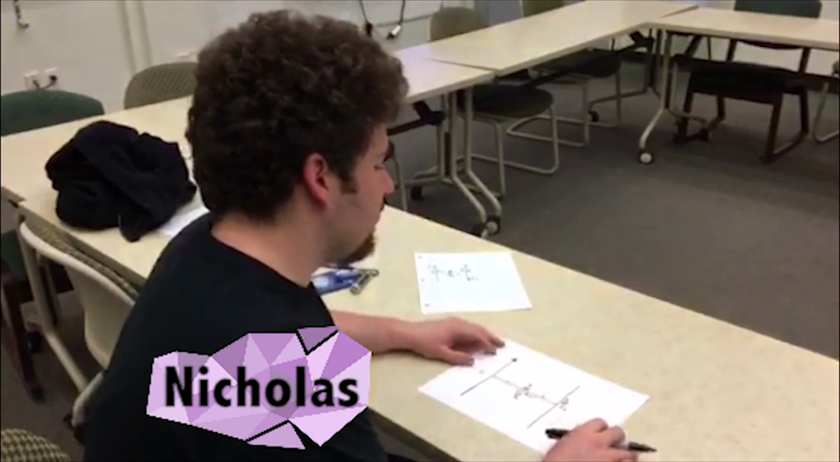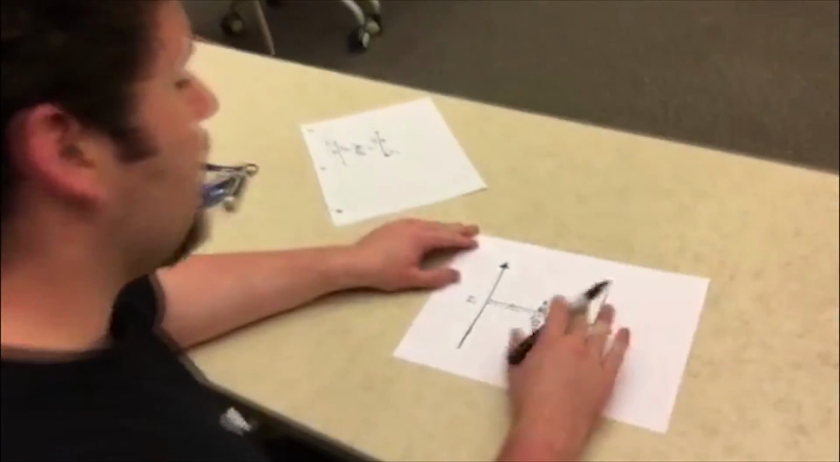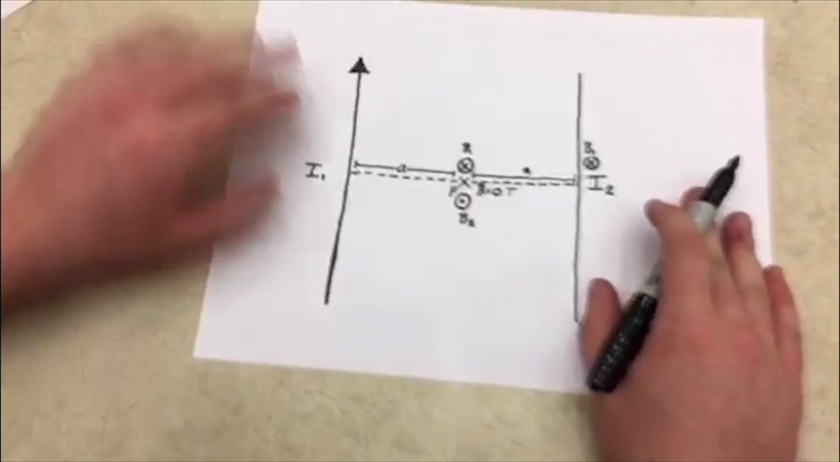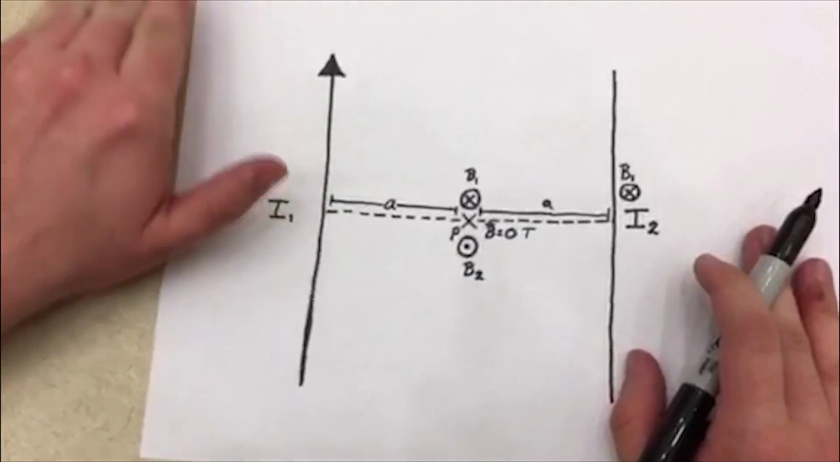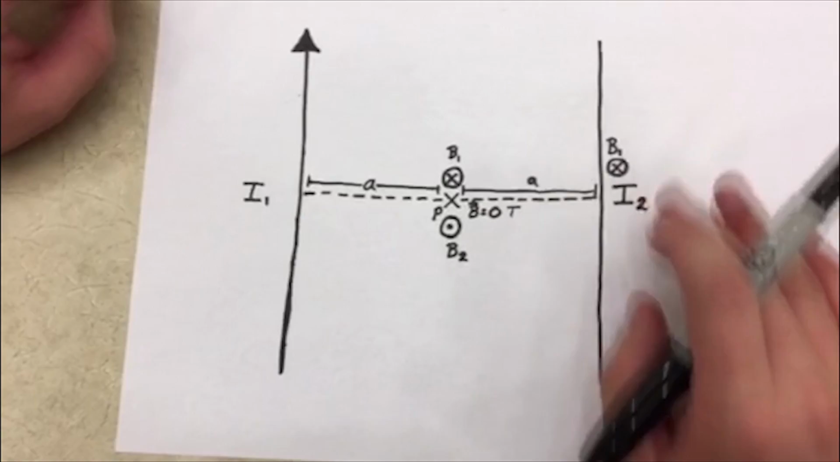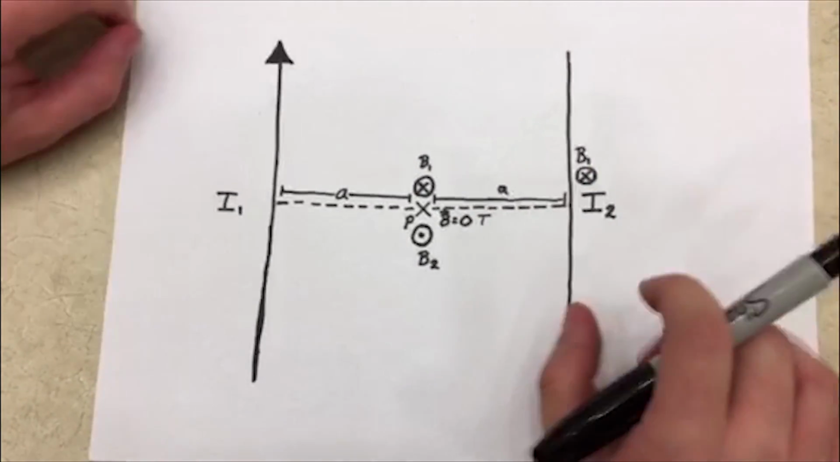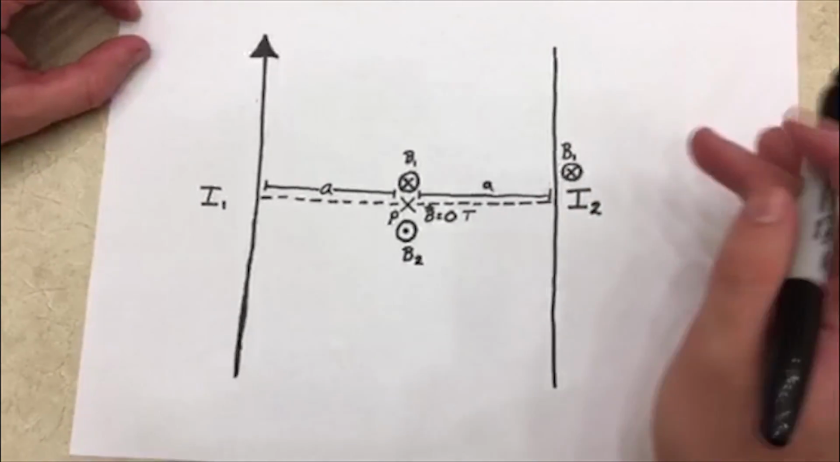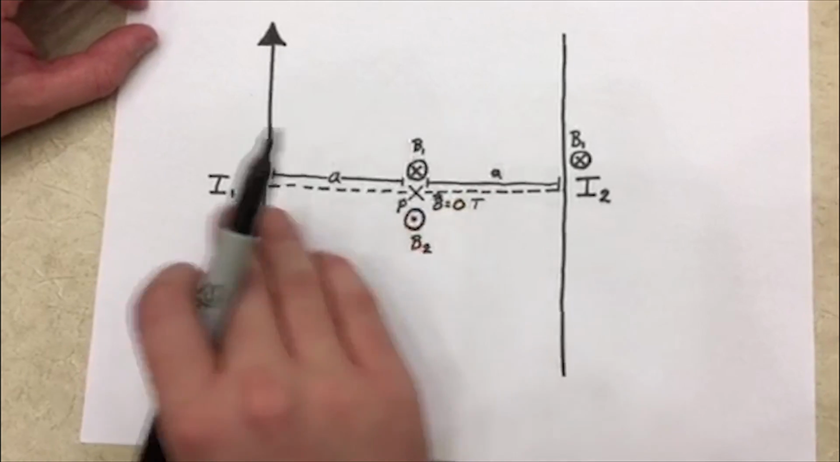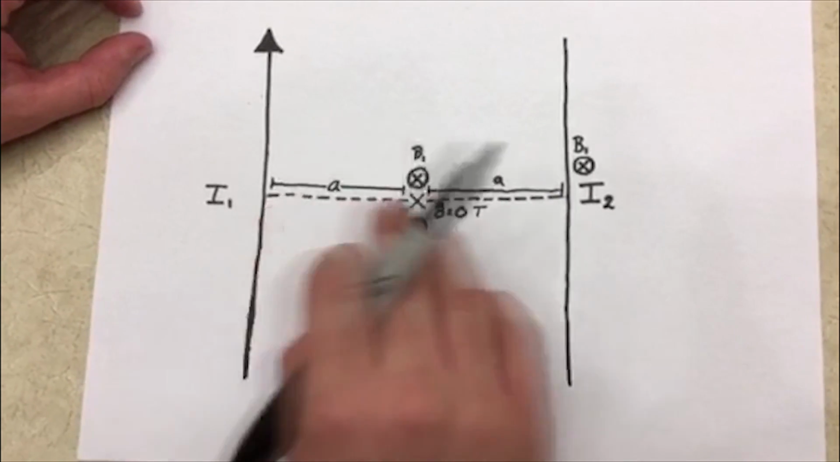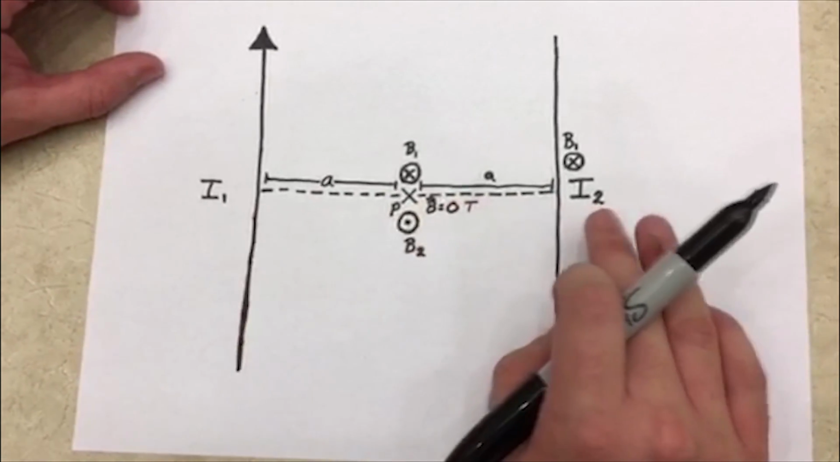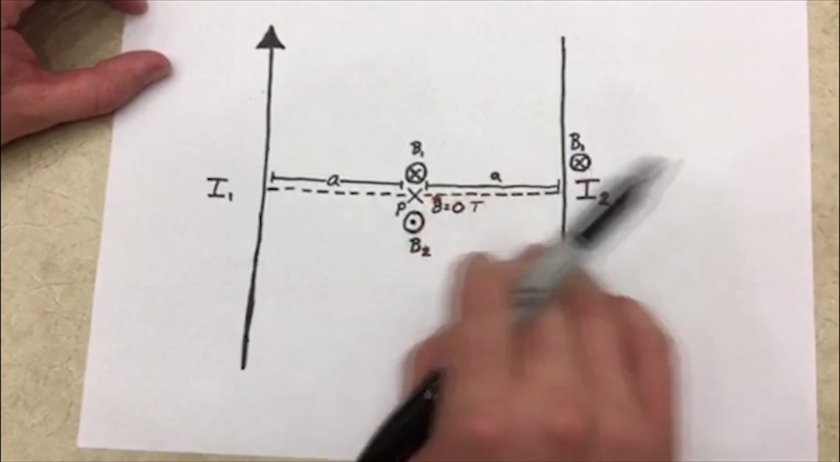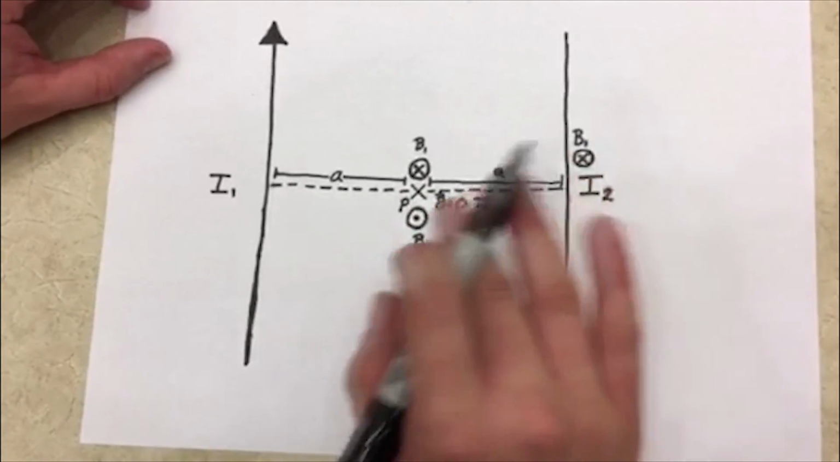Hi folks, we are going to be starting with part C. To begin with, we are given that there is a current I1 going upwards, but we do not know the direction of the current going through wire I2. But we do know that at the point P, which is evenly distanced between the two, a distance A away from wire I1 and a distance A away from wire I2, the magnetic field is going to be 0 at that point.